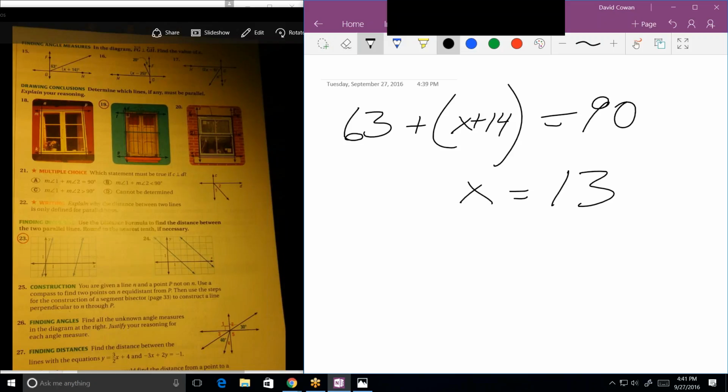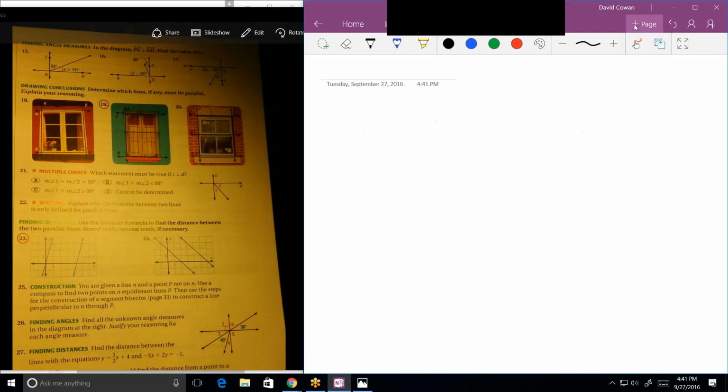Notice that that doesn't make that smaller angle 13 degrees. It makes it 27 degrees. In other words, they're asking you to solve for a variable, not that angle. Okay? How about the next? Number 16. X does not equal 13 degrees. X equals 13.